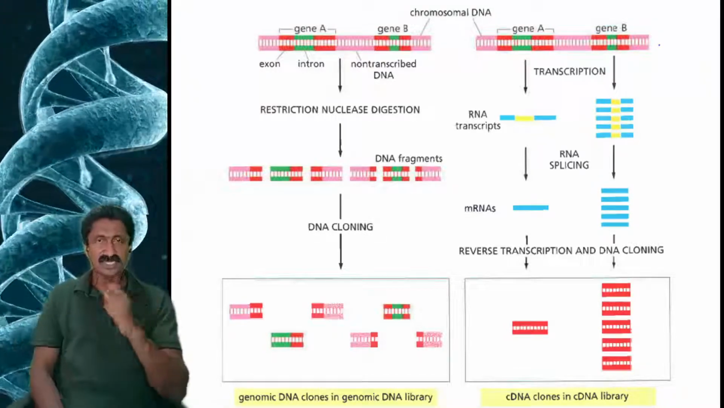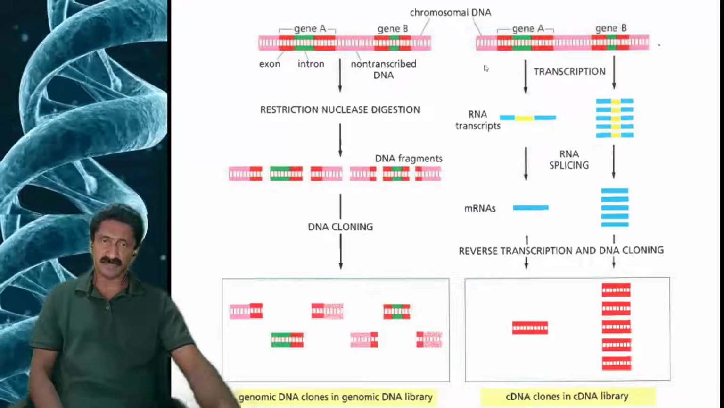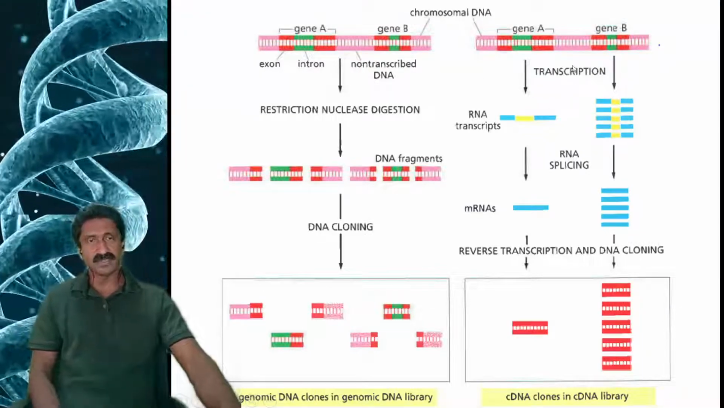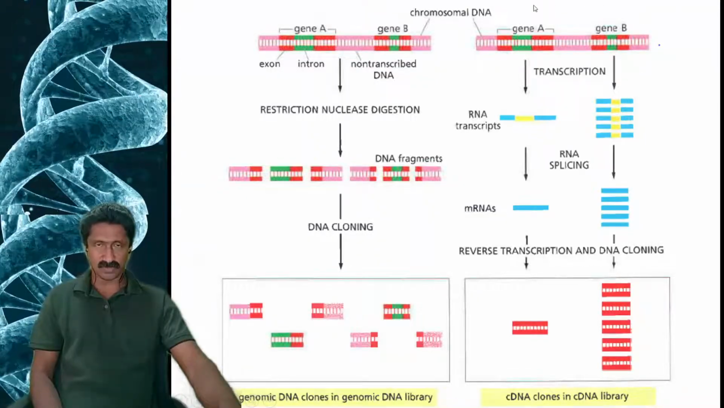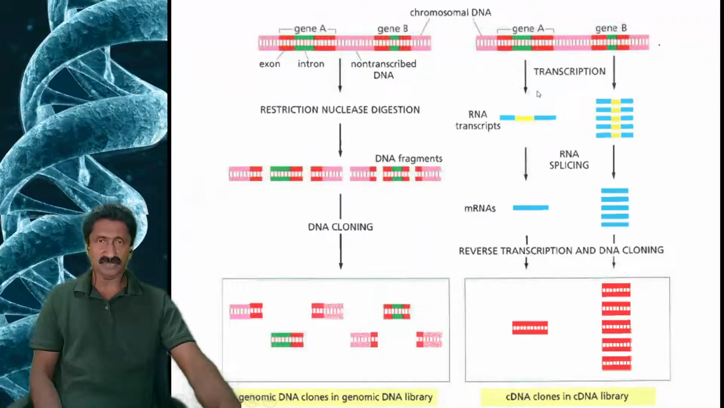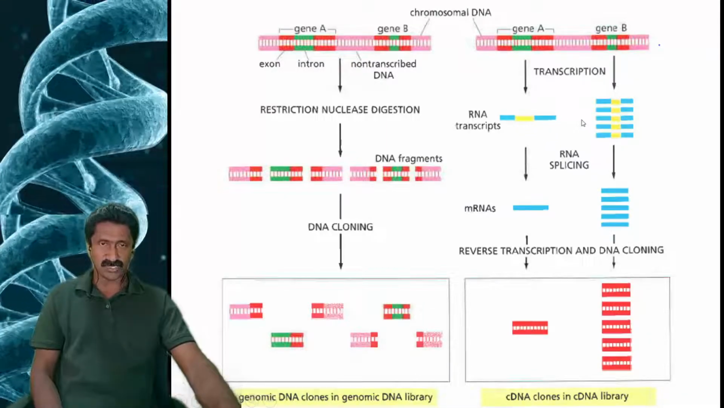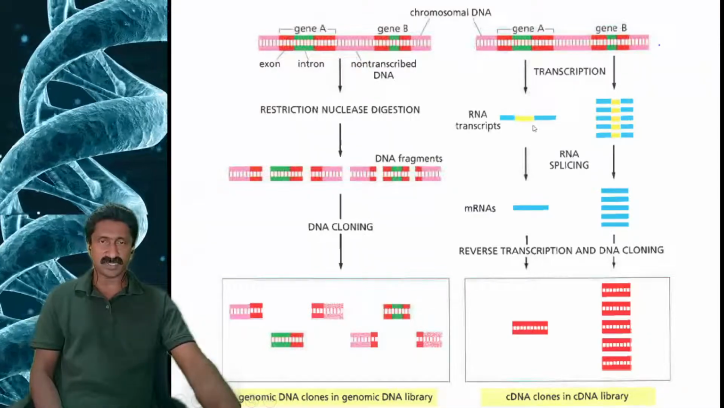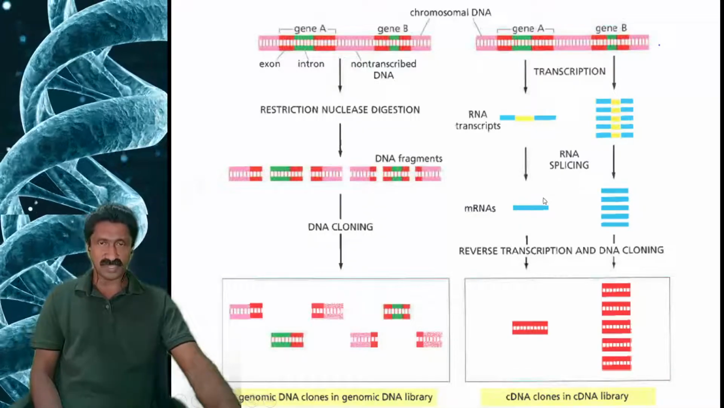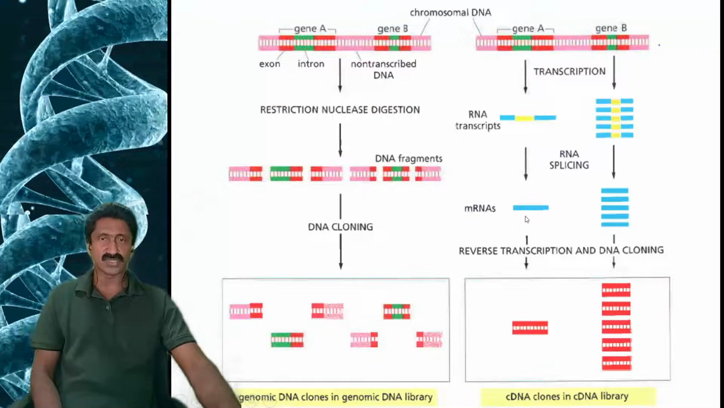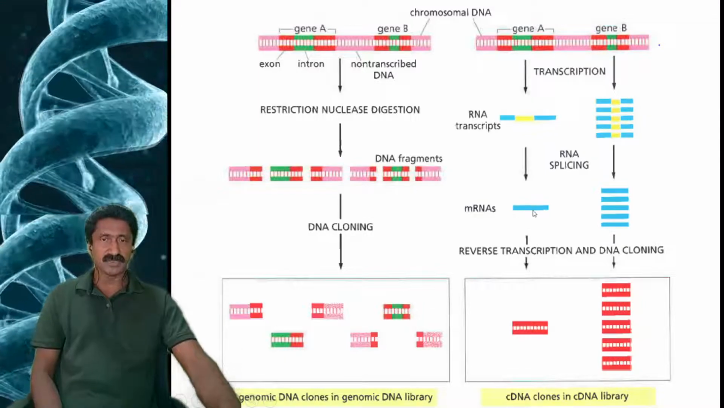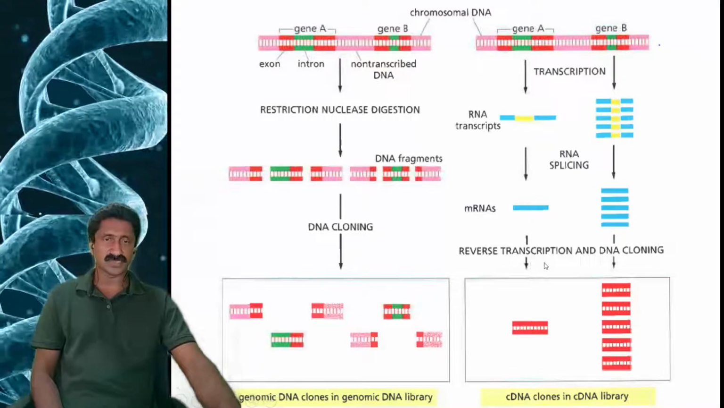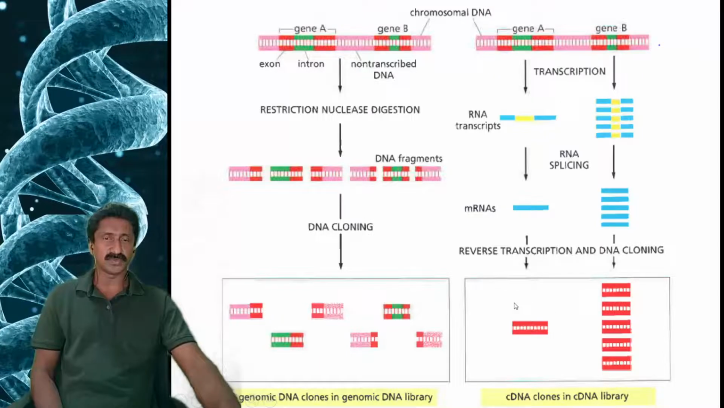Whereas a cDNA library is slightly different. From the chromosomal DNA, the gene is transcribed and the RNA is processed, and the RNA primary transcript undergoes splicing and removes the introns. Then functional mRNA is produced. From the functional mRNA, during the reverse transcription process, a complementary DNA is produced.